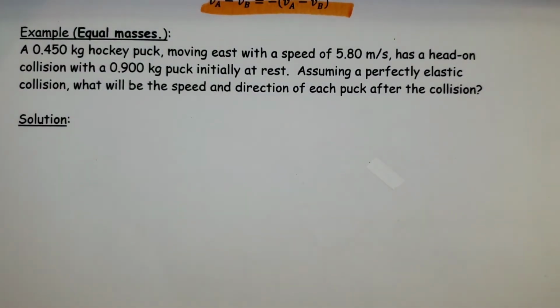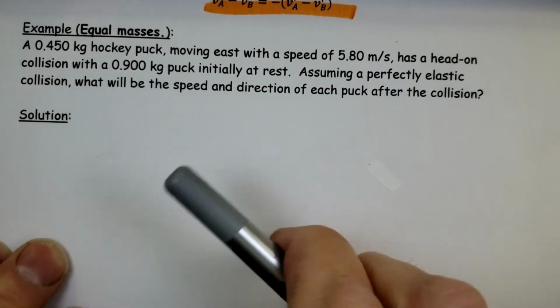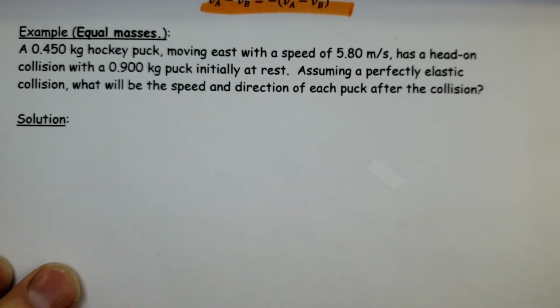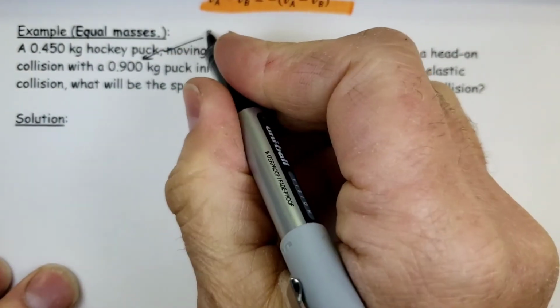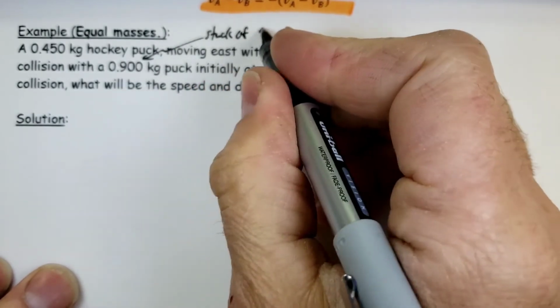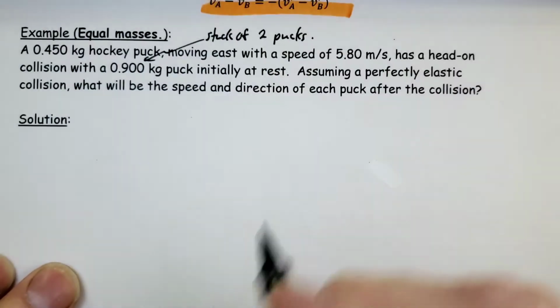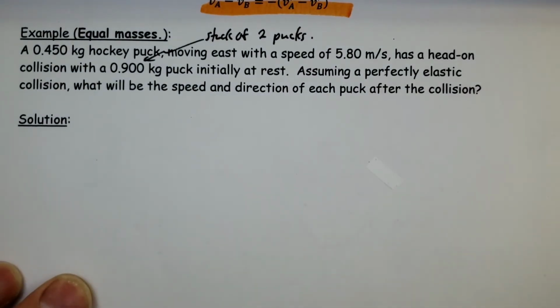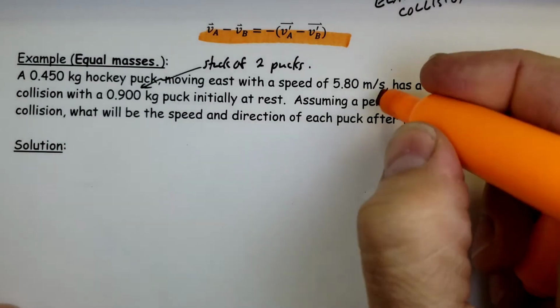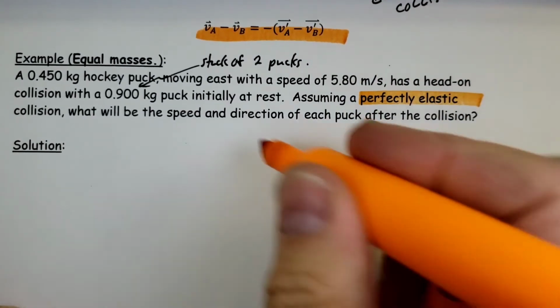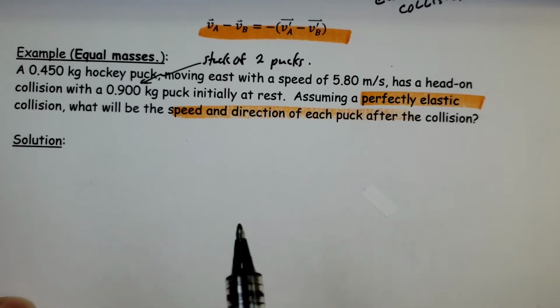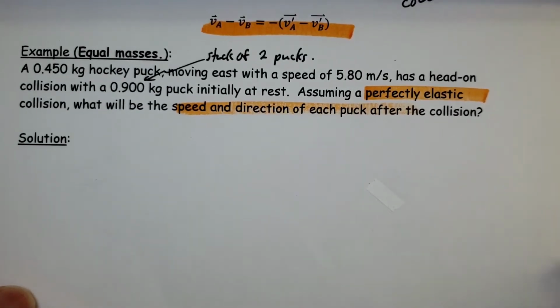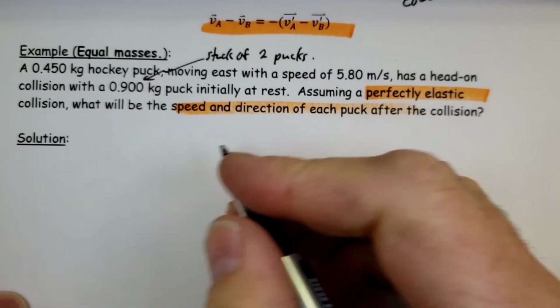So if we look at this, a 0.45 kg hockey puck moving to the east with a speed of 5.8 meters per second has a head-on collision with a 0.9 kg puck. So it could be a stack of two pucks. Assuming a perfectly elastic collision, so I will use this idea here, what will be the speed and direction after? Previously we would do a similar question with conservation of momentum, but I'd know one value after and just solve for the other. But in this case, I don't know both velocities after.